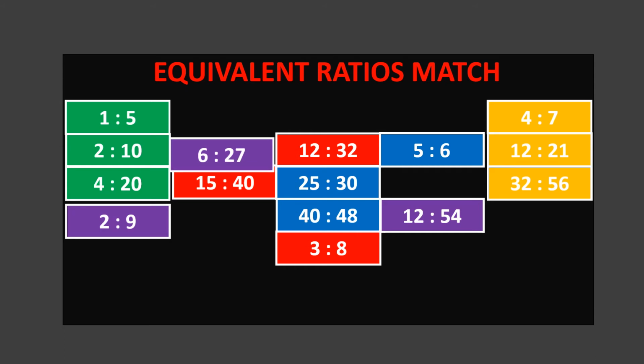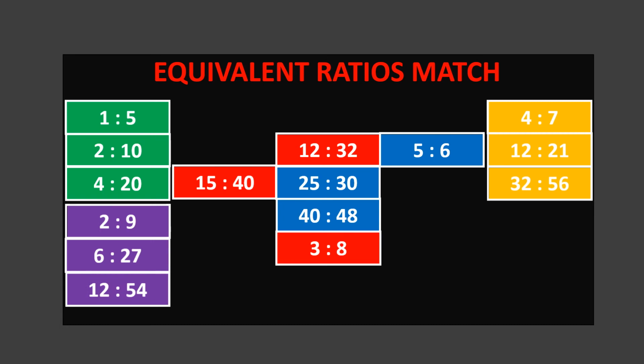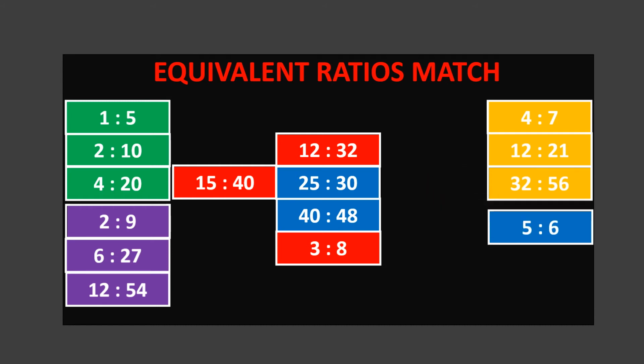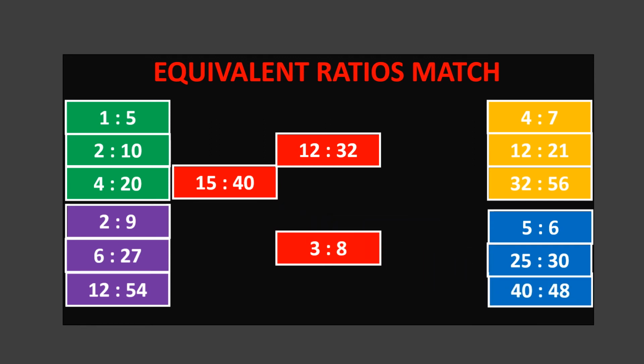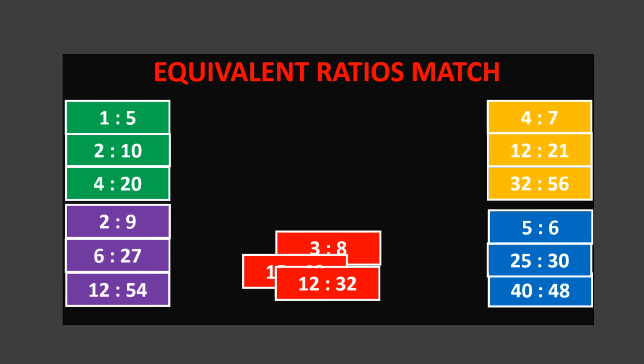2 is to 9, 6 is to 27, and 12 is to 54. See, when we multiply 2 is to 9 with 3, we will get 6 is to 27. And if you multiply 2 is to 9 with 6, you will get 12 is to 54. 5 is to 6, 25 is to 30, 40 is to 48. Now children, you can think of how it got equivalent. 3 is to 8, 12 is to 32, 15 is to 40. Now children, did you get any of it correct? Well done.